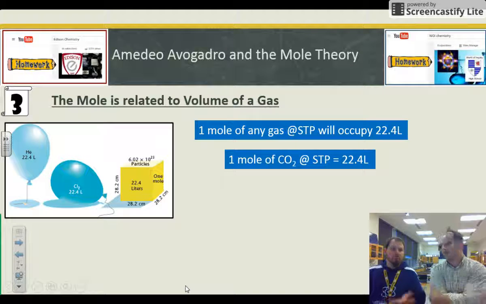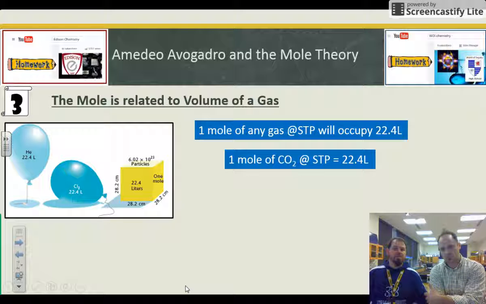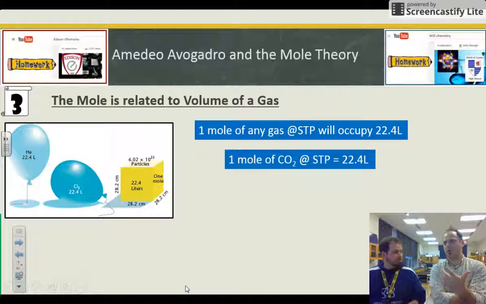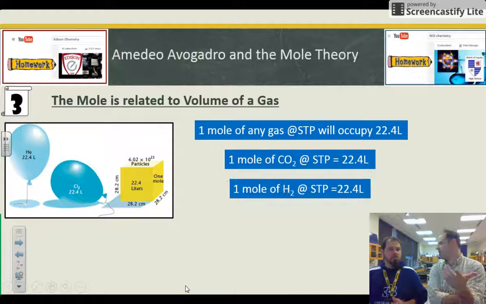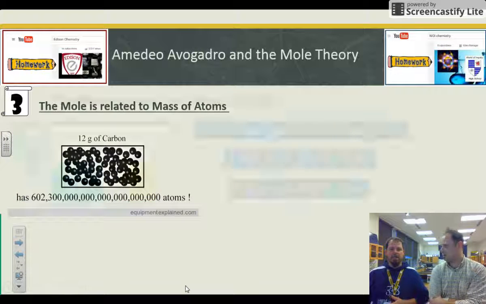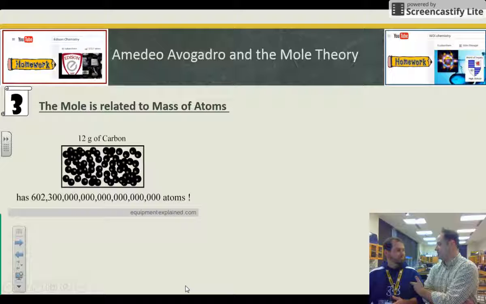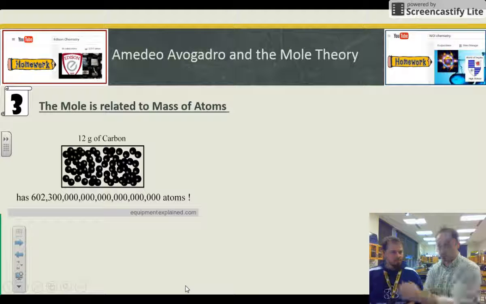Right, so 1 mole of carbon dioxide at STP would be 22.4 liters. A mole of any gas at STP. How about hydrogen? 22.4 liters. Oxygen would be 22.4 liters. Ammonia would be 22.4 liters. You see the pattern here? Yes. If it's a mole and it's a gas, it's 22.4 liters.